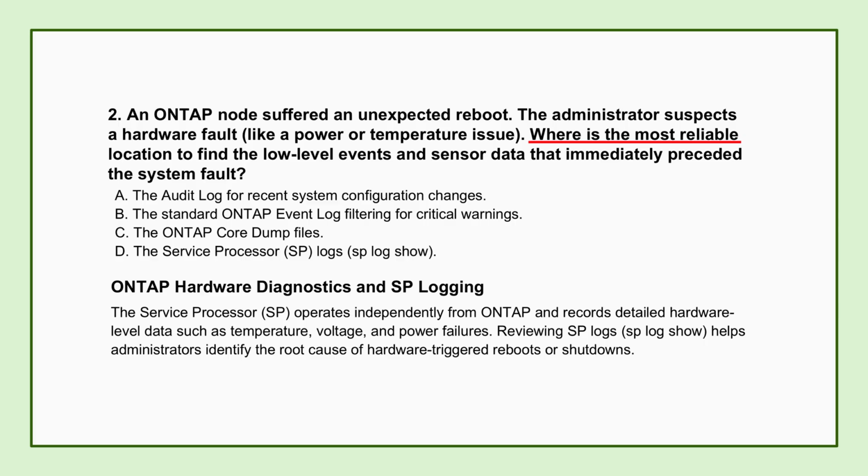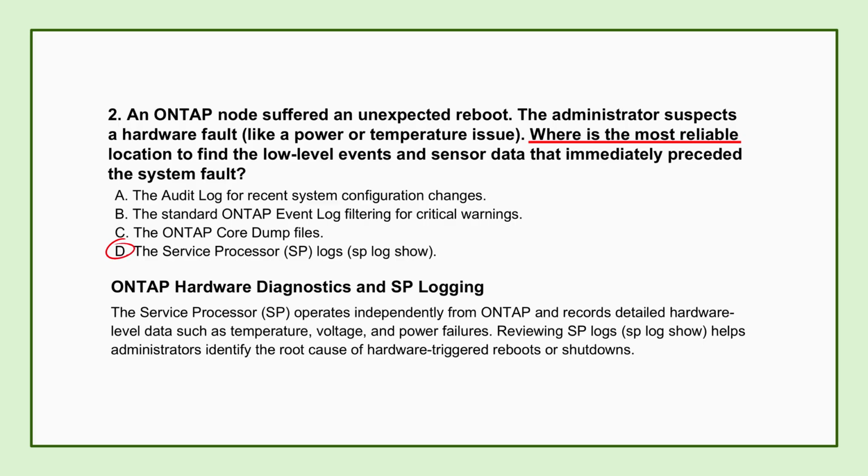Okay, this is where you need to think about the system architecture. What's still running when ONTAP itself might be, well, unresponsive? Something lower level. Exactly. The service processor. The SP logs, right. The SP log. That's the one. Think of the SP as the system's flight recorder. Its black box. I like that analogy, black box.